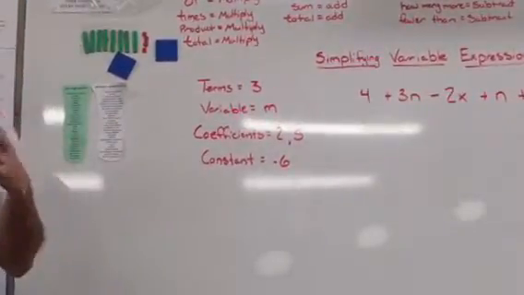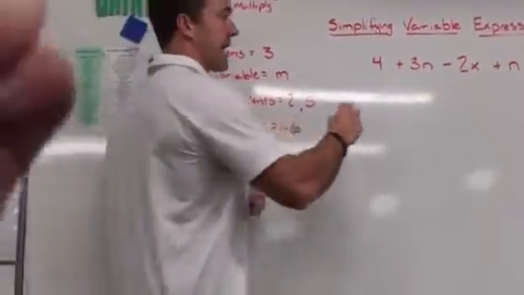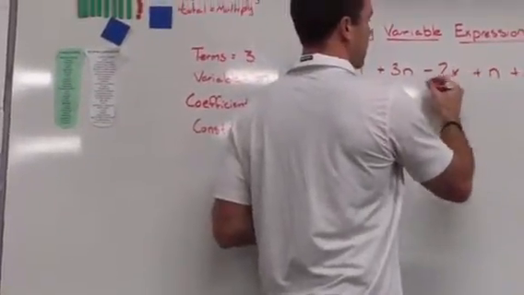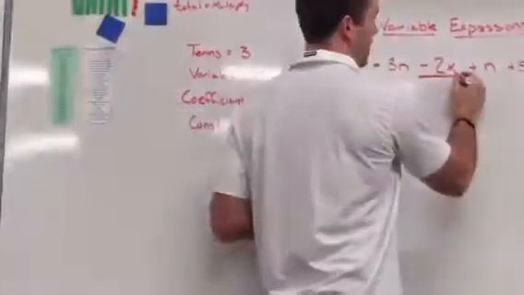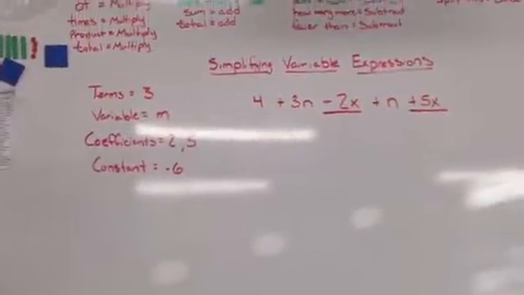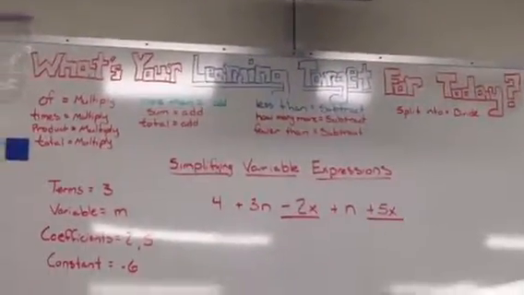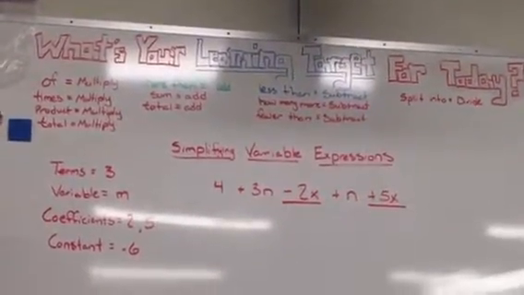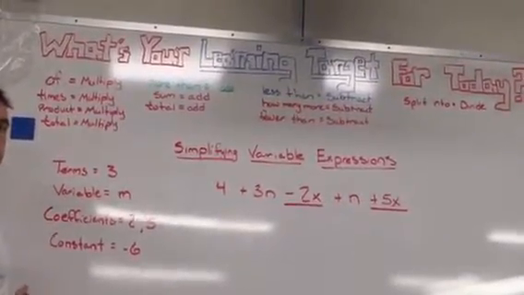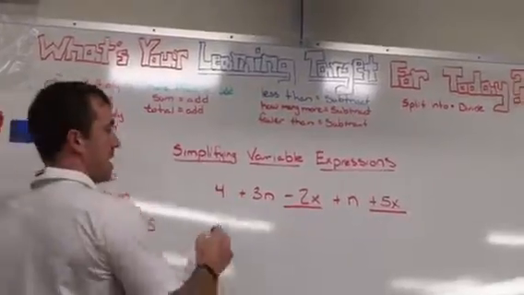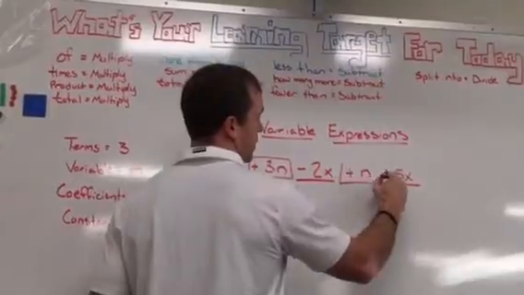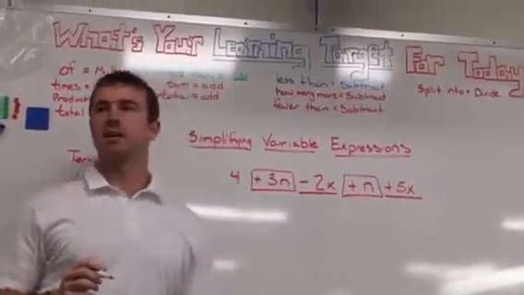Which ones can be combined? Gideon? The x's, the ones with x's on the end. I'm going to underline those. Minus 2x plus 5x. Okay, what else are like terms? Aaron, what other like terms do I have? Okay, the n's. So I'm going to put boxes around those. Plus 3n plus n. What can I put in front of the n?